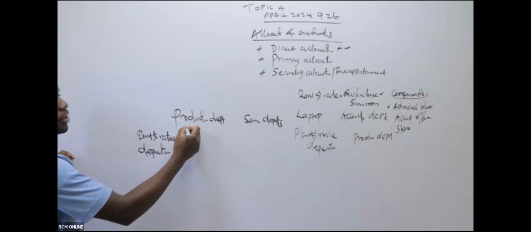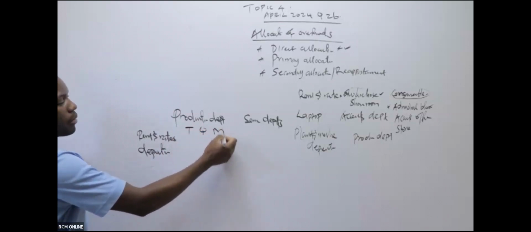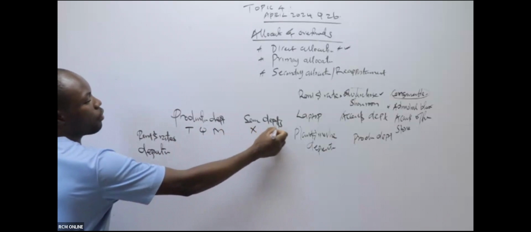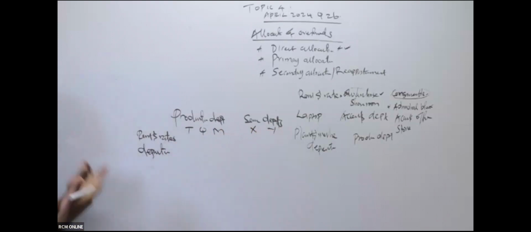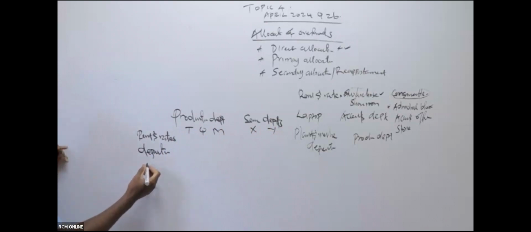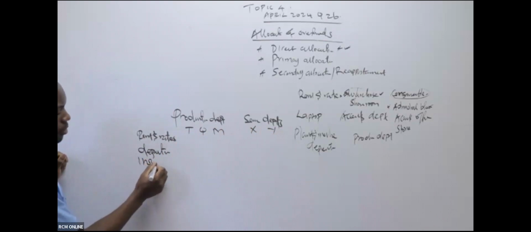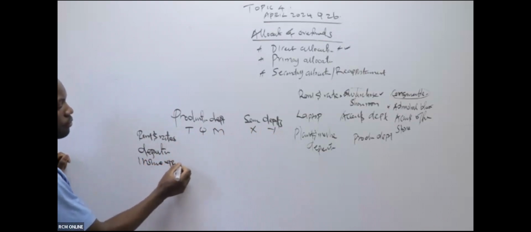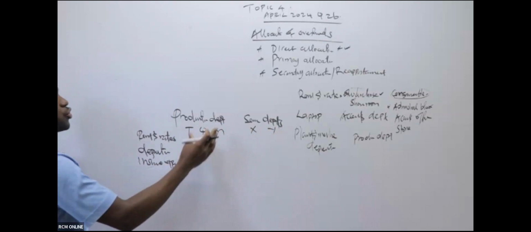We have departments T, Q, M, X, Y, right? So those are 5 departments within this particular company. We are talking about insurance expenses, right? It has to be apportioned to these departments.